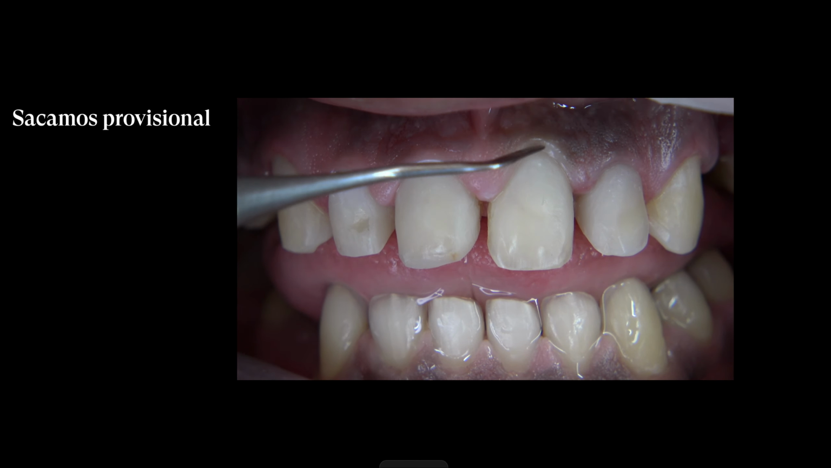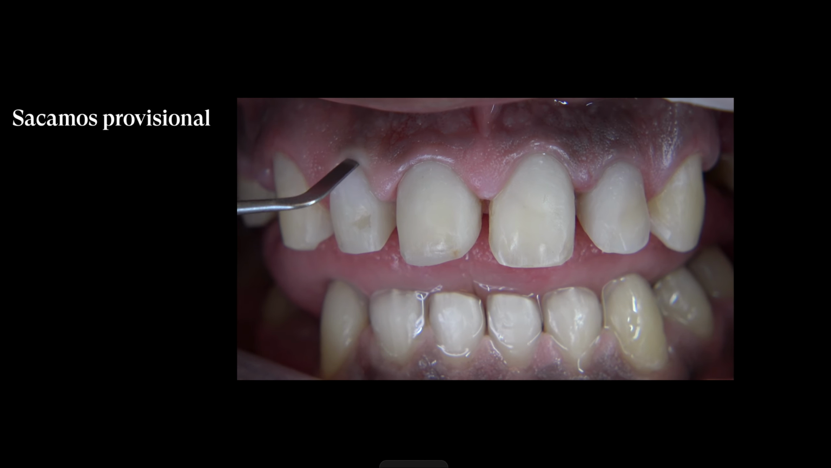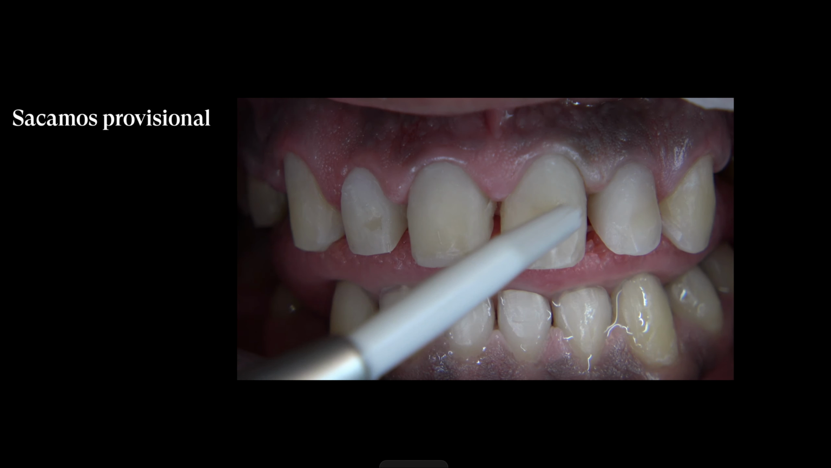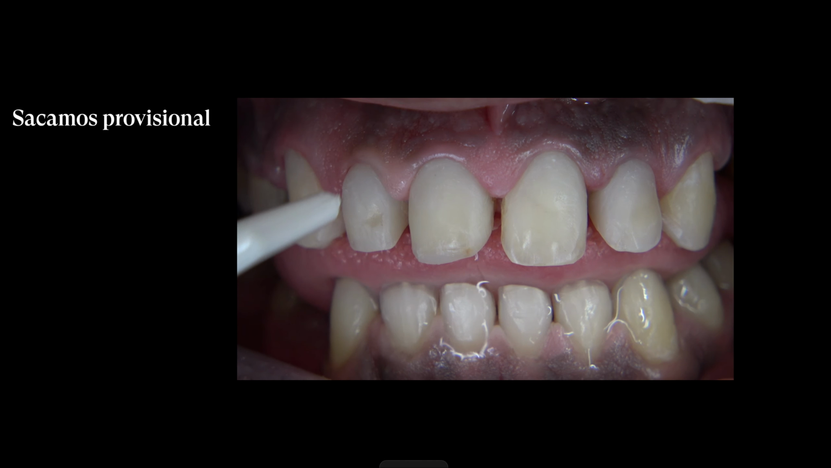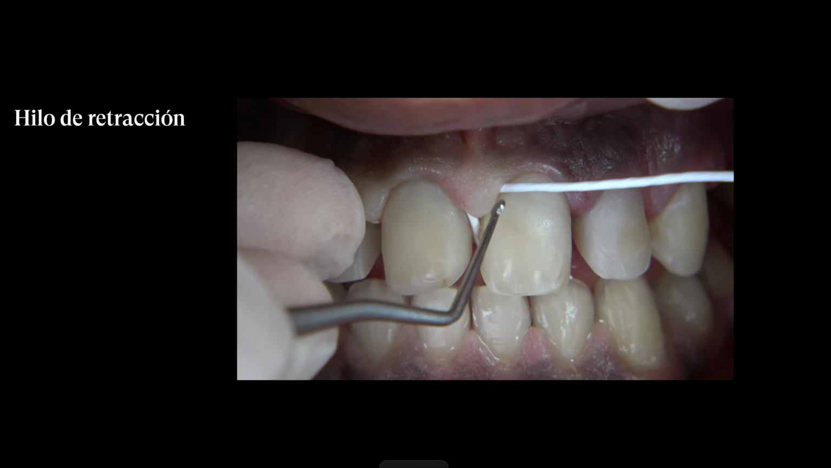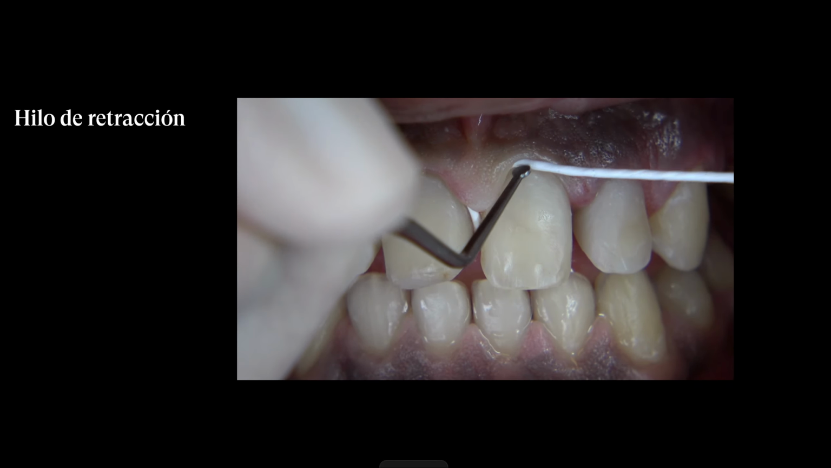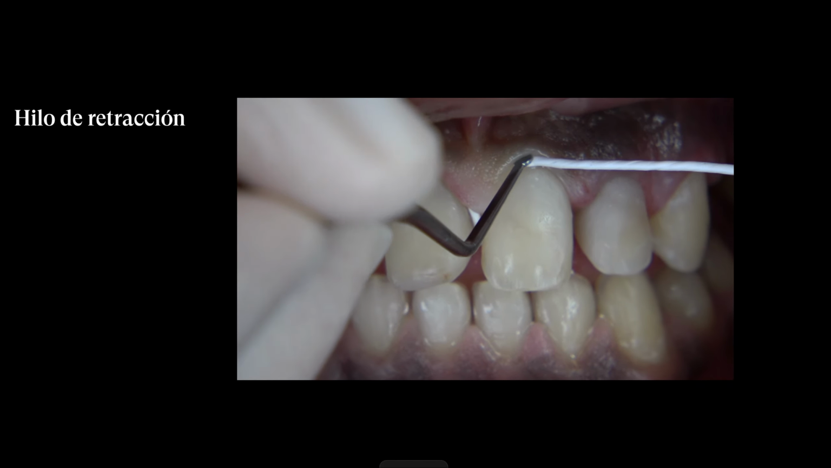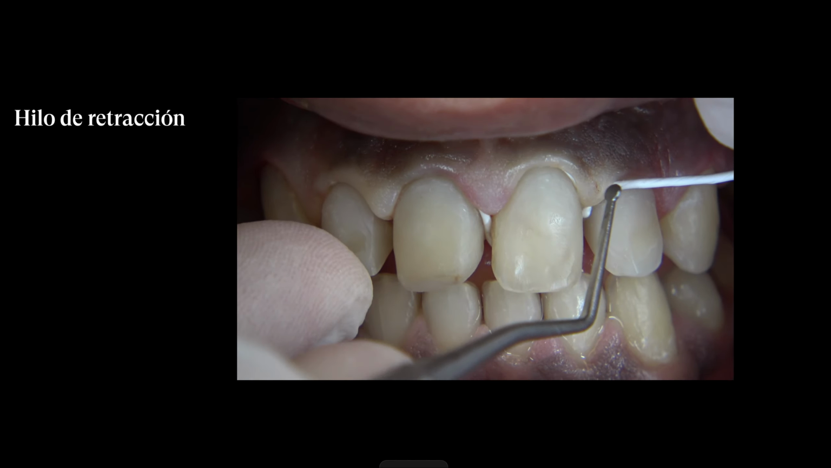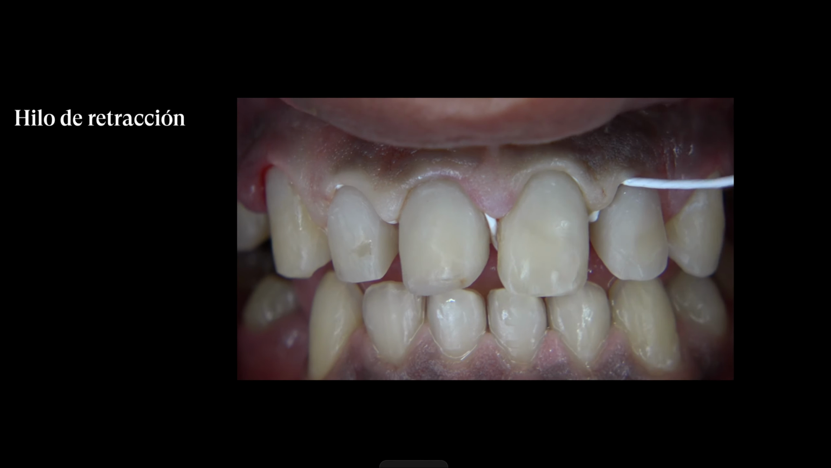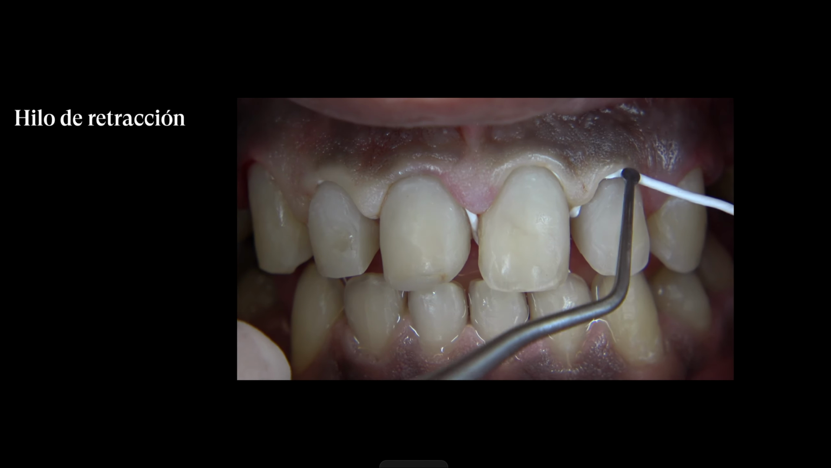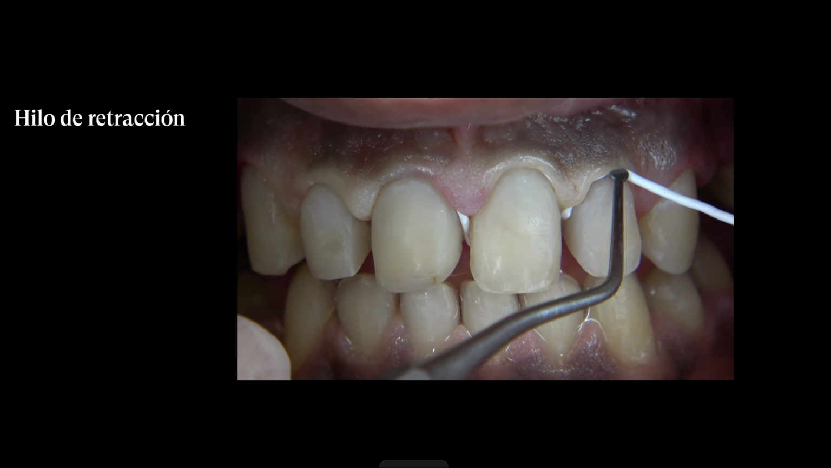And this is the day that we take out the provisional. If you see, if we were careful with the gums, they are not bleeding, they are healed. The patient could clean everything very well. And we place the retraction cord again for the cementation. This Teflon tape retraction cord is very easy to place and it's going to separate the tissues a lot.